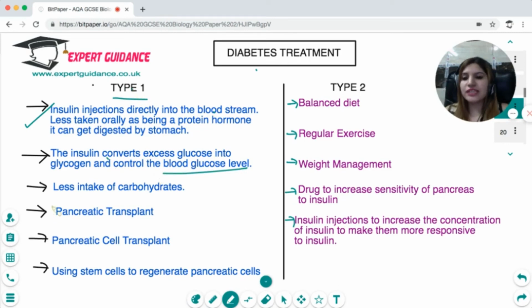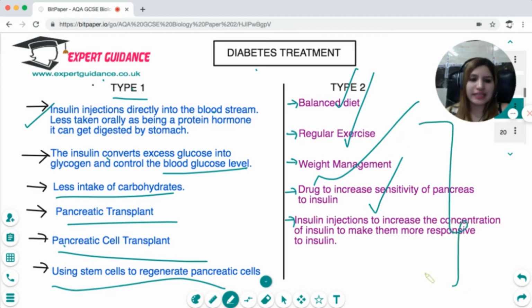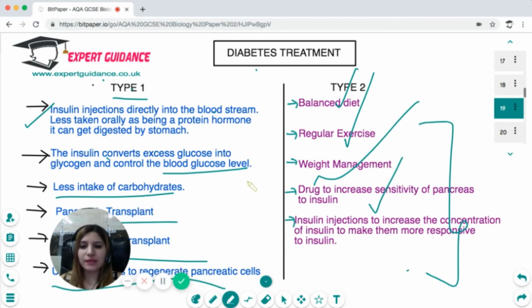In type 1 diabetes, people are asked to take less carbohydrates, and if there are a lot of problems in managing that, pancreatic transplant, pancreatic stem cell transplant, or using stem cells to regenerate pancreatic cells are some of the future cures for maintaining type 1 diabetes. For type 2, balanced diet, regular exercise, weight management, taking drugs to increase sensitivity of the pancreas to insulin, or taking more insulin injections with the thought that increased concentration might increase responsiveness are the possible management techniques to maintain type 2 diabetes. Okay, so you should know the difference between both the types of diabetes and how we control both of them.